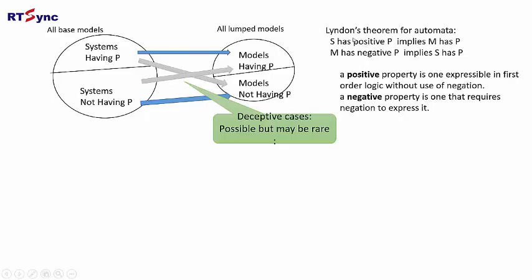So there's a theorem by Linden for automata, or more for universal algebras, that positive properties are preserved from the system to the model, and negative properties are preserved from the model to the system. So a positive property is one expressible in first-order logic without the use of negation. And a negative property is one that requires negation to express it.